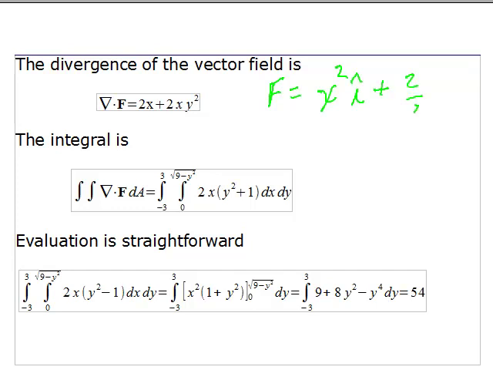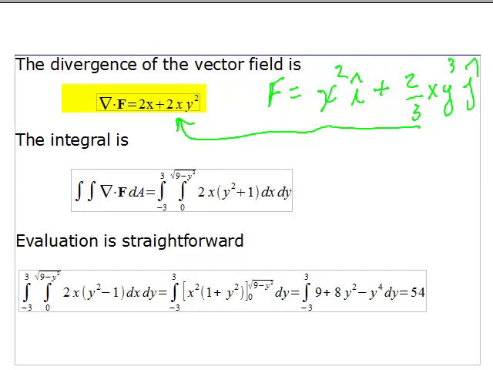We'll say 2/3 xy cubed in the j direction. Okay, this would give me a divergence of 2x plus 2xy squared. But we're going to proceed with that. So here's our divergence.